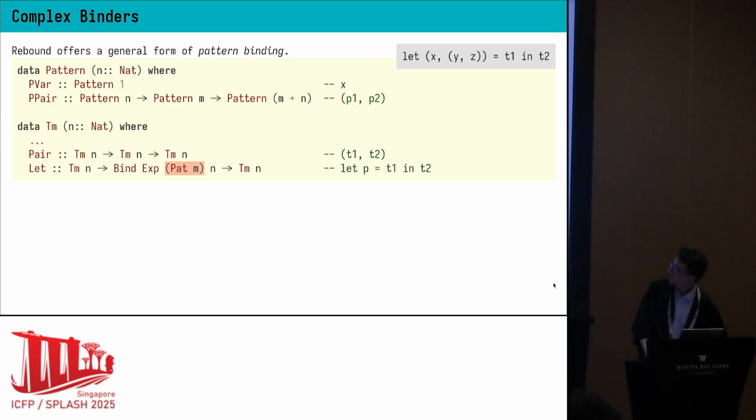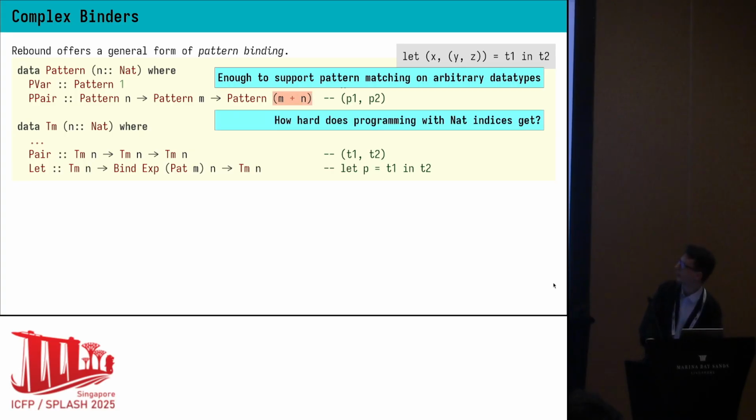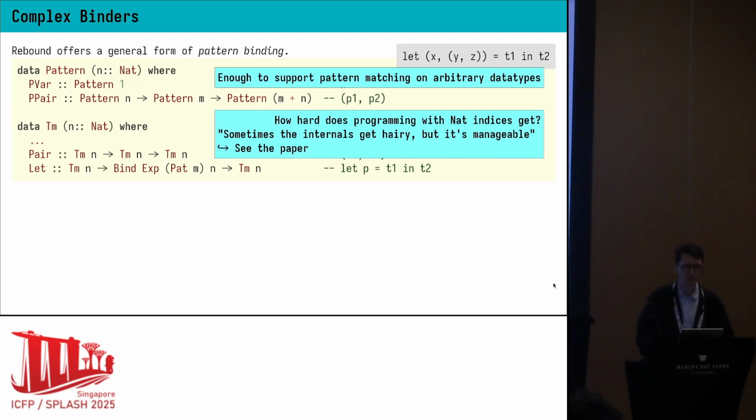So here, this kind of pattern is enough to support arbitrary data types and pattern matching in your object language. And those of you who are familiar with dependent Haskell might be wondering how hard it gets to program when you have these type-level operators such as plus involved. Our answer to that is yes, internally, and by internally I mean in the library, things can get a bit hairy or complex to get right, but it's more than manageable, and this complexity doesn't really leak to the users. So we think this is fine. If you're interested in more details, please check the paper.